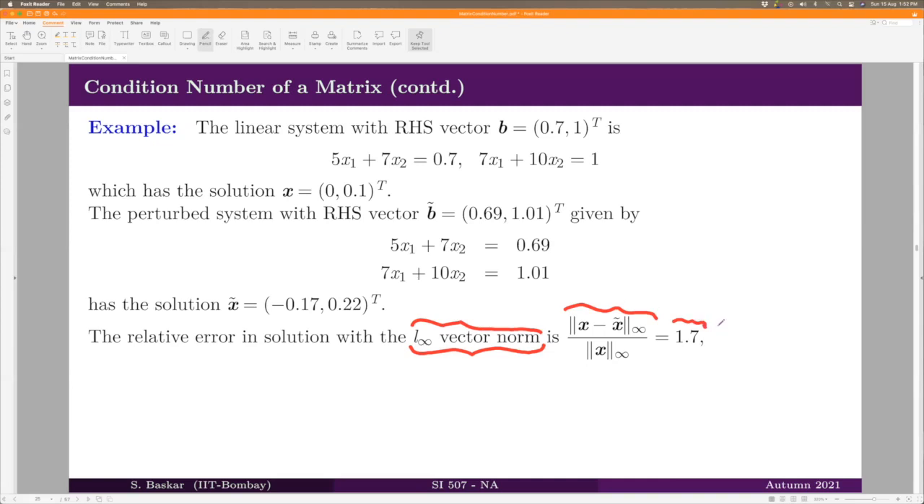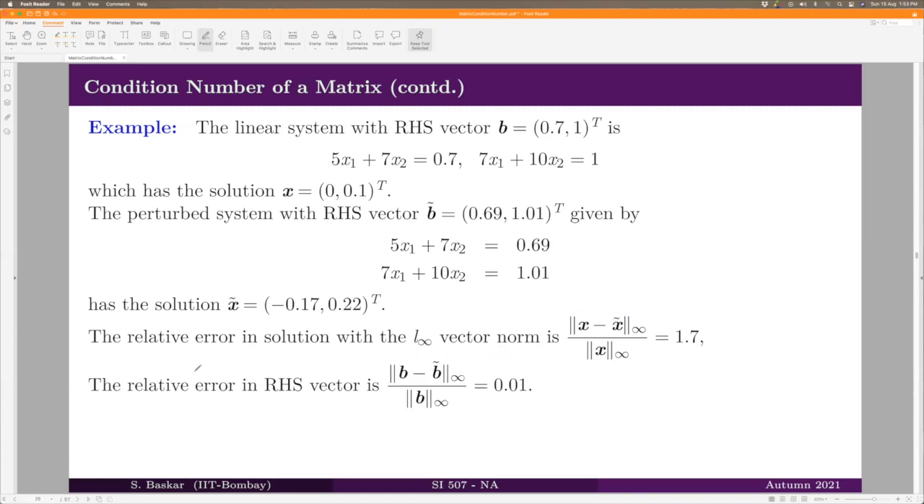It means 170% error is committed in the solution. That's really huge. Let us see what is the relative error in the right-hand side vector. Of course, we have to use the same vector norm. Once you fix the vector norm, throughout the problem you have to use only that norm. You cannot change the vector norm step to step. And that gives around 1% as the error. So you can see that you committed 1% error in the right-hand side vector, and that gave rise to 170% error in your solution vector.